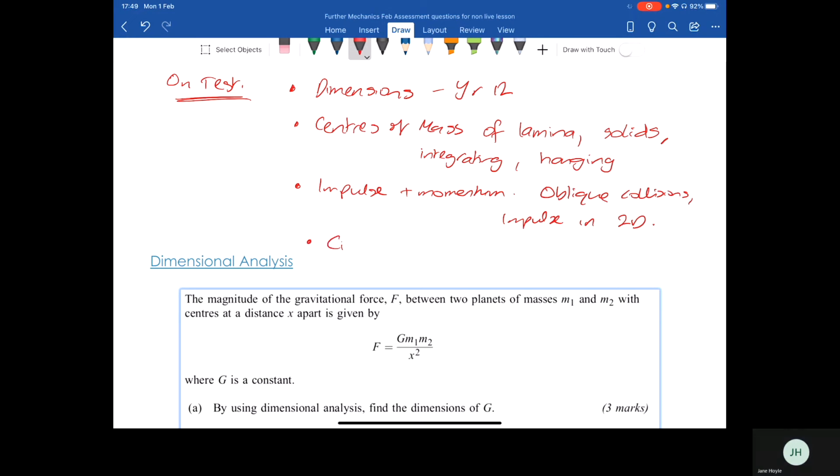Circular motion. So circular motion, it was mostly a Year 12 topic, wasn't it? The Year 13 bit was a bit of an add-on. Looking at the projectiles afterwards, there was a bit on transverse acceleration, but it was mostly Year 12, vertical and horizontal motion there.